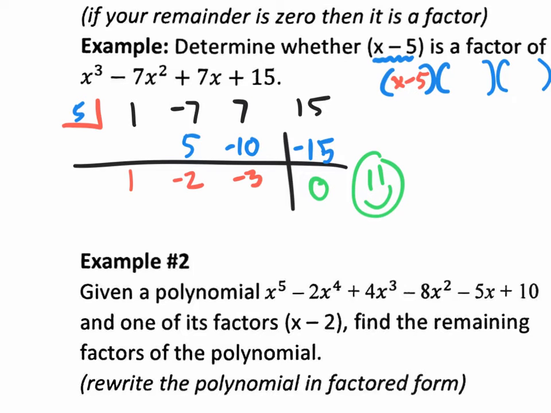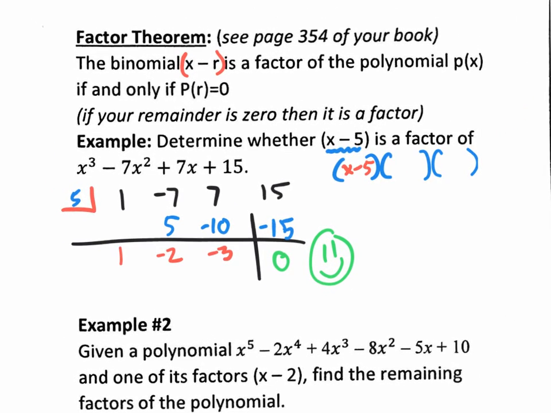Okay? Now here's the real fun part. I want to take this even further. I mean, that's the answer. We're done. Is it a factor? Yes, it is. Why? Because the remainder is 0. And the factor theorem says that if your remainder is 0, then it is a factor.